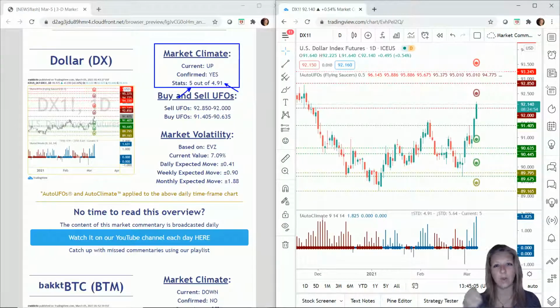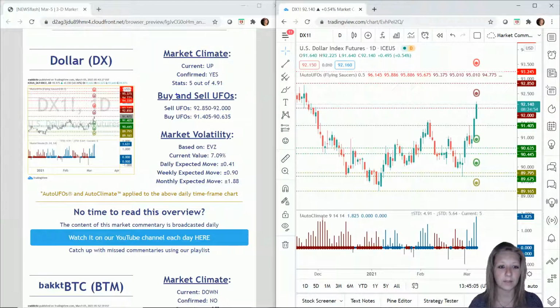So we've got kind of 1 point for, 1 point against at the moment. Now, when it comes to buy and sell UFOs, we see that our buy UFOs are below us here. That's 91.405 to 90.635. Now, when it comes to sell orders, we're actually within them right now. So we're in this stack of sell orders. The numbers for that are 92 even to 92.85.